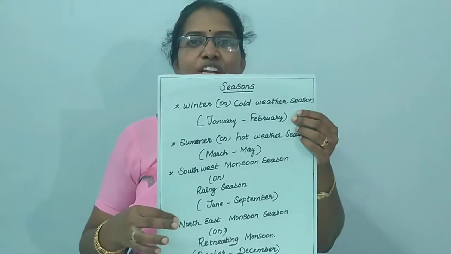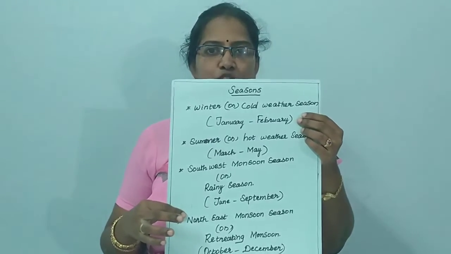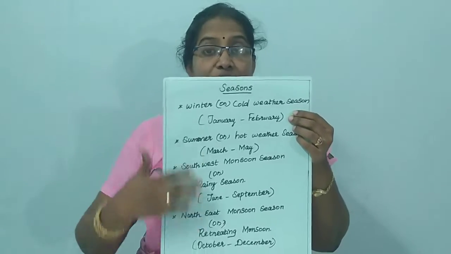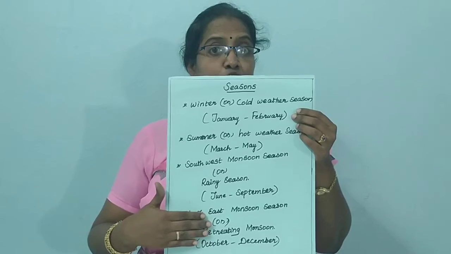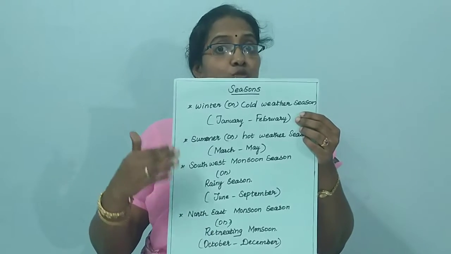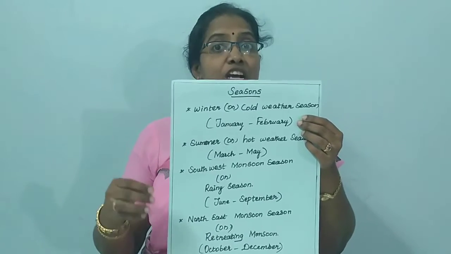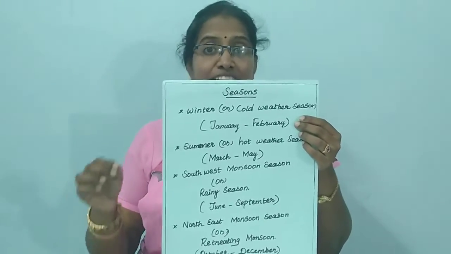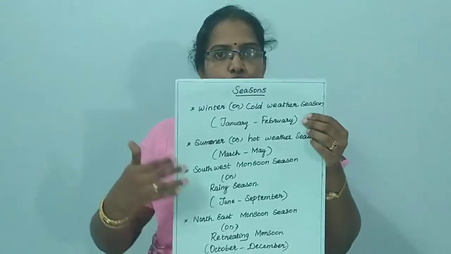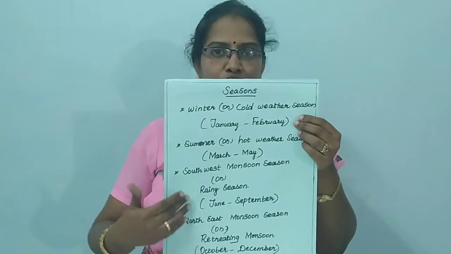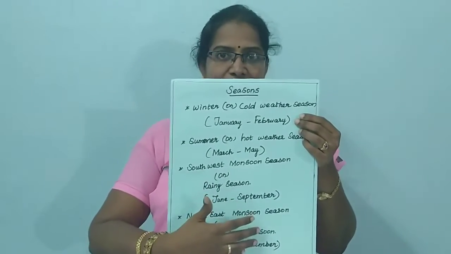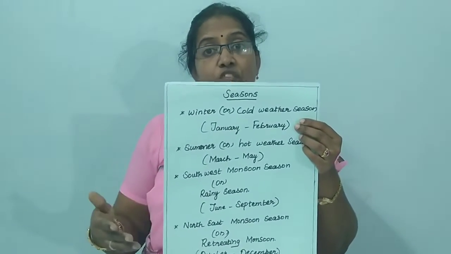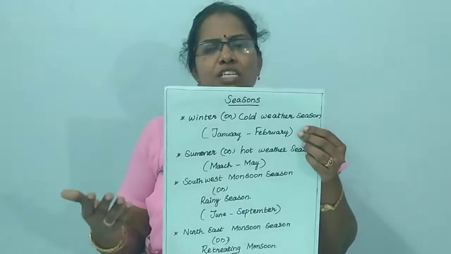So the last one, northeast monsoon, otherwise called retreating monsoon. When I explained this one, I told it is the retreating monsoon. From the northern part of India, it moves towards the southern part because of the southward shifting of the pressure belt, like that one word I said, isn't it? So because of that only the northeast monsoon is created, because of the shifting of the pressure belt.